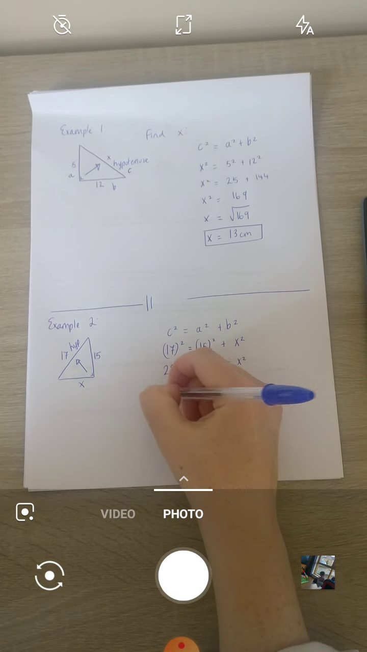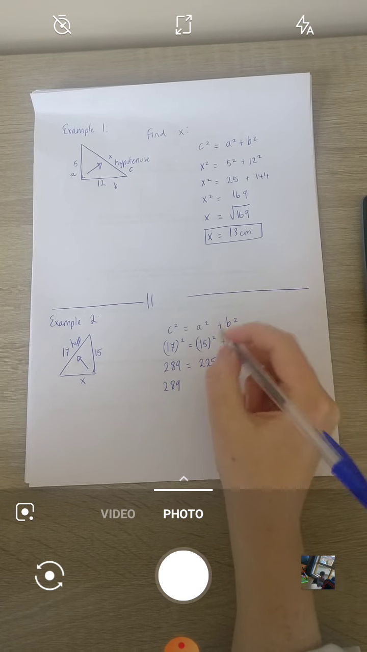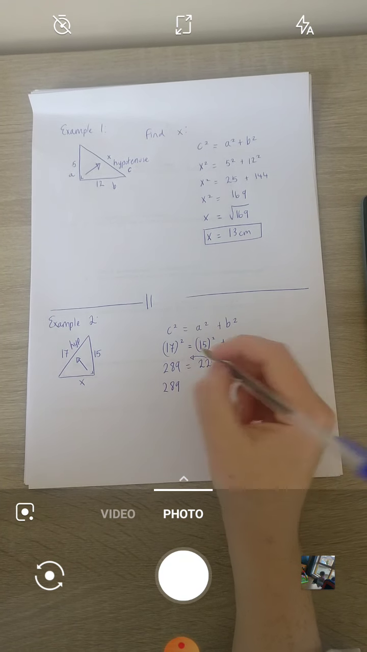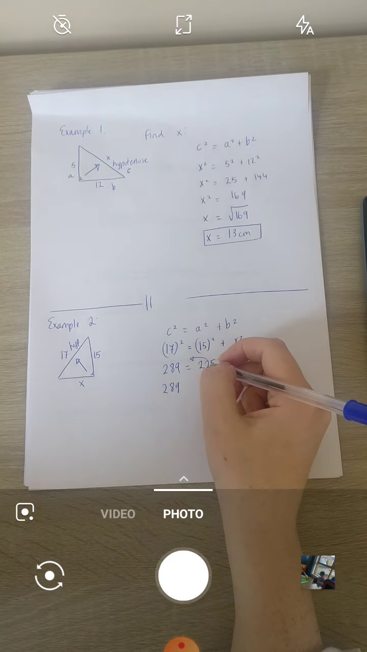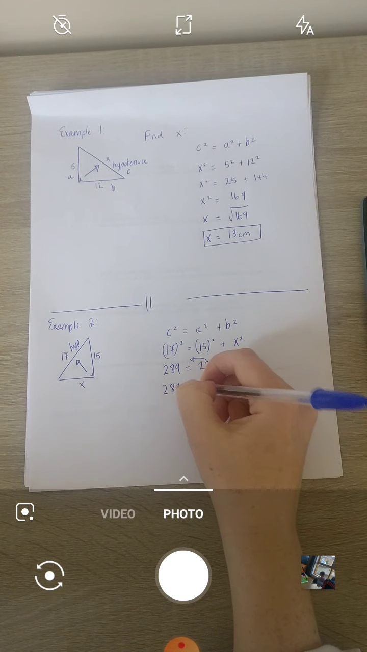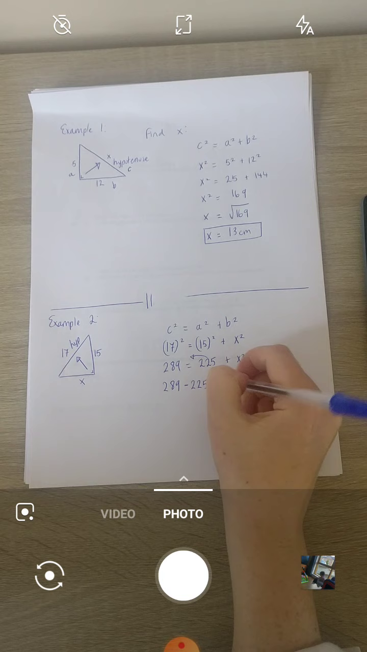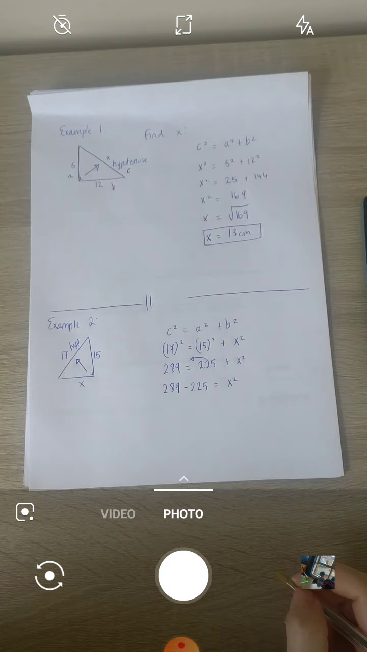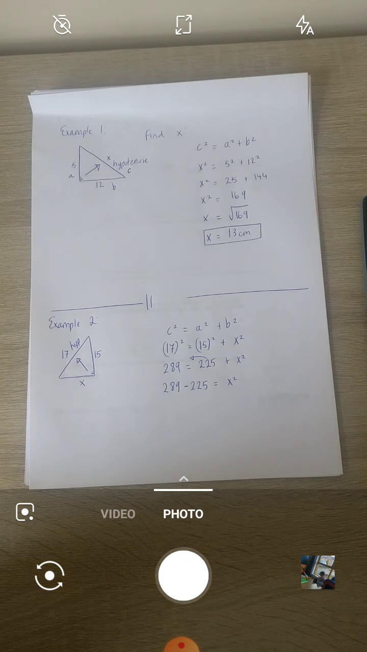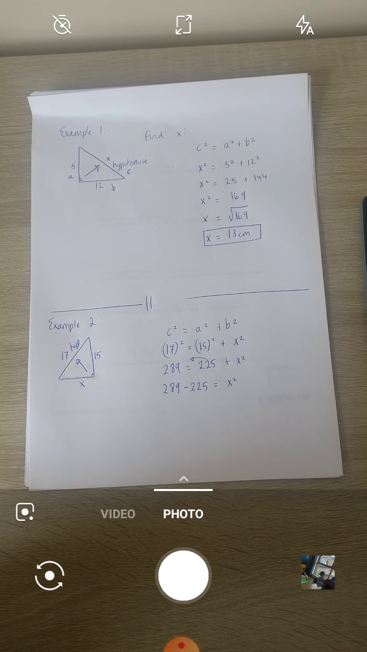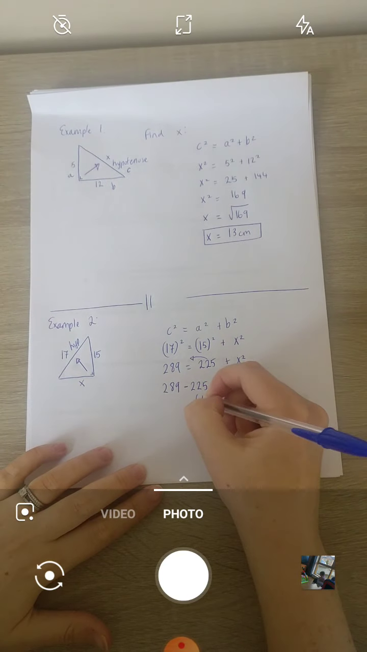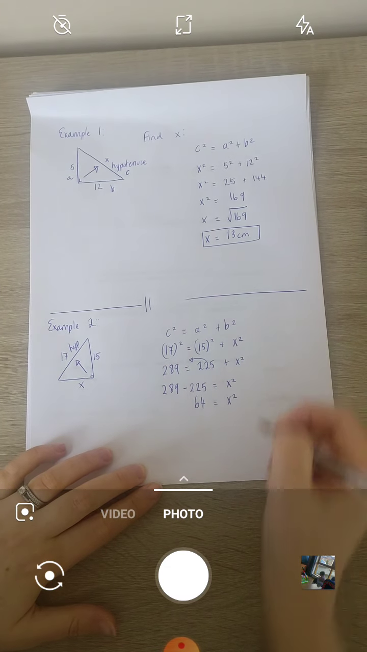I'm going to leave 289 on the left, and I'm going to bring plus 225 over to the other side. And if we were adding on the right hand side, it means we are subtracting on the left hand side. And what we now have is 289 minus 225 equals x squared. Okay, so we're left with 64 on the left equals x squared.